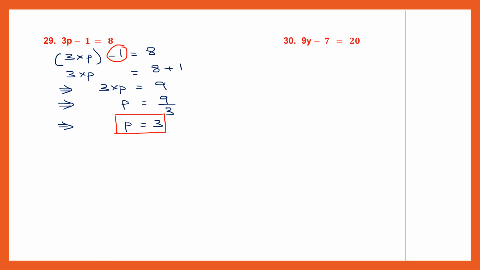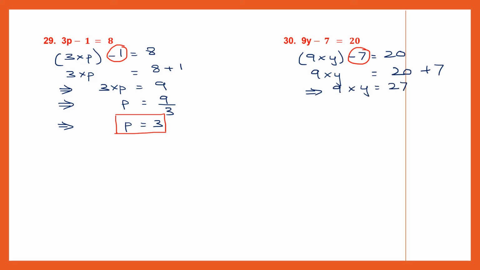30th question. 9y means 9 into y. Minus 7 equals 20. So 9 into y will be equal to 20 plus 7, because here it is minus 7. So 9 into y is equal to 20 plus 7 is 27.